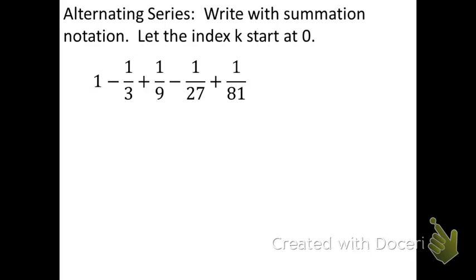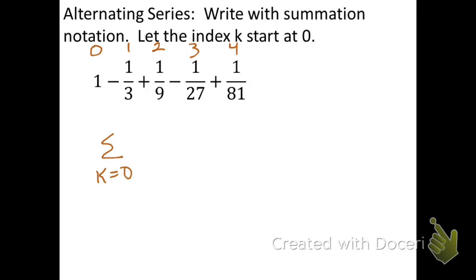Now let's take the same one, though. I'm going to show you another thing. Instead of having k start at 1, let's have k start at 0. So 1 is going to be our 0th term, I guess you'd say. Negative 1/3 would be the first term, then second term, third term, fourth term. So we're going to start at 0. Well, why would we do that? Because we don't really have a 0th term of a sequence. But if we start at 0, sometimes it makes our definition a little simpler.